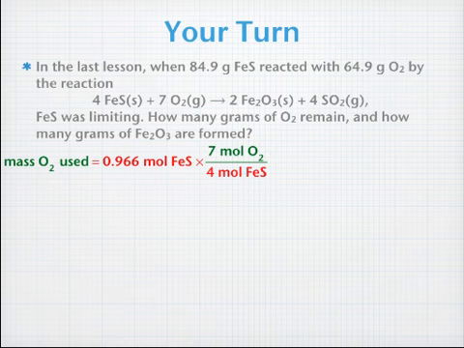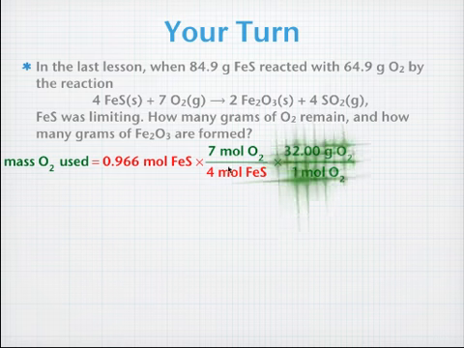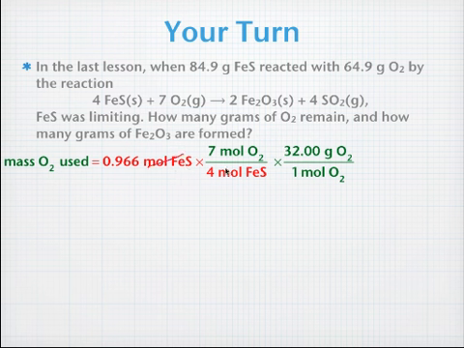We're going to multiply by the 7 moles of oxygen over 4 moles of FeS. And we're going to cancel out the moles of the FeS. We have 7 moles of oxygen multiplied by the molar mass of the oxygen, and the moles of oxygen cancel out. And that leaves us with 54.1 grams of oxygen used.